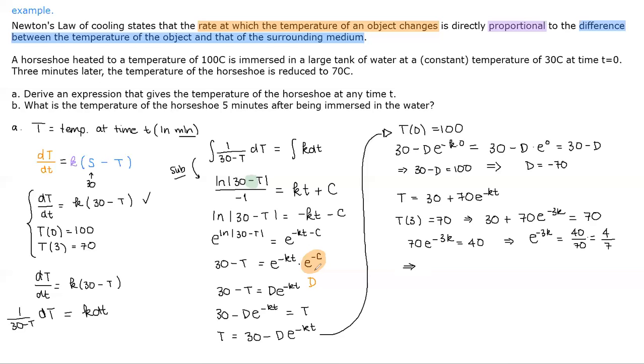This means that I'm going to have minus 3k be equal to, and in the same way that all the way over here, when we wanted to solve for the inside of a logarithm, we had to put everything on the exponent of e. Over here, if we're trying to find the exponent of e, then that means we're taking the logarithm on both sides. So minus 3 times k is equal to ln of 4 over 7, which means that k is equal to minus ln of 4 over 7 divided by 3.